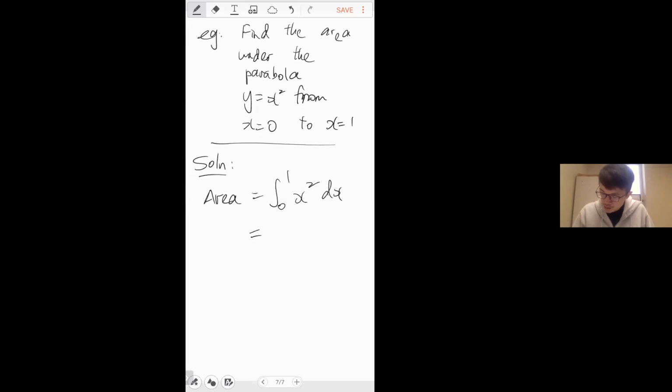Well, not exactly. So the antiderivative of x squared should be x to the 2 plus 1 divided by 2 plus 1. And then evaluate that at 0 and 1. Okay. And now you plug 0 and 1 into the function. So you should get 1 over 3 minus 0 over 3. So the final answer should be 1/3.